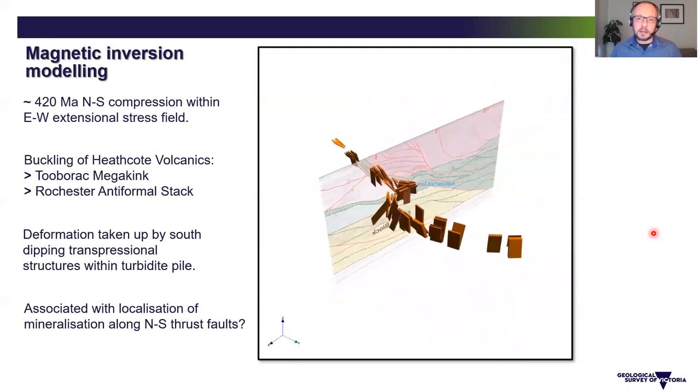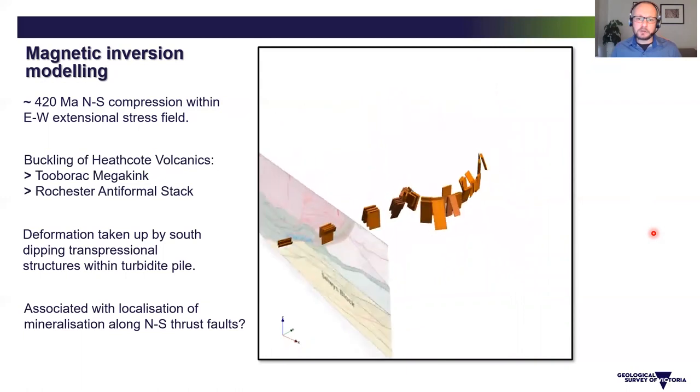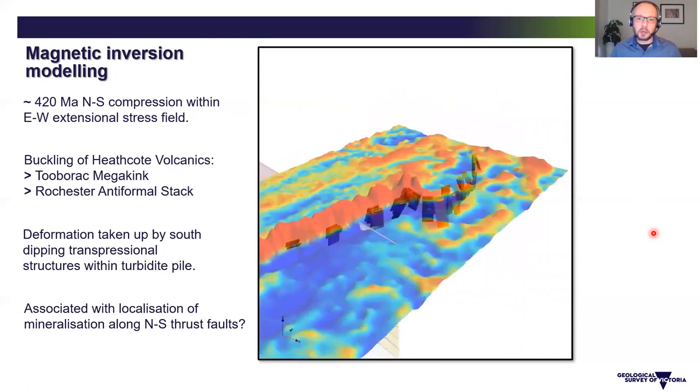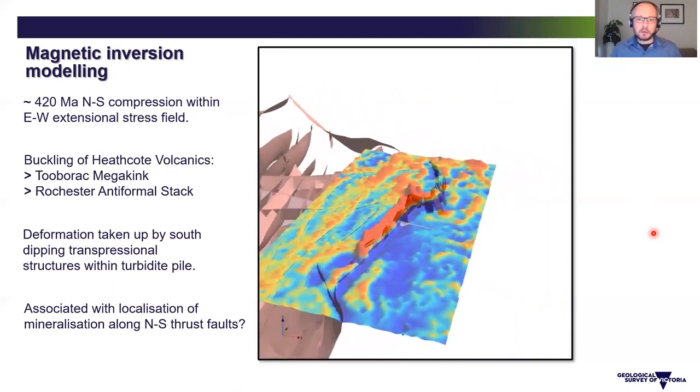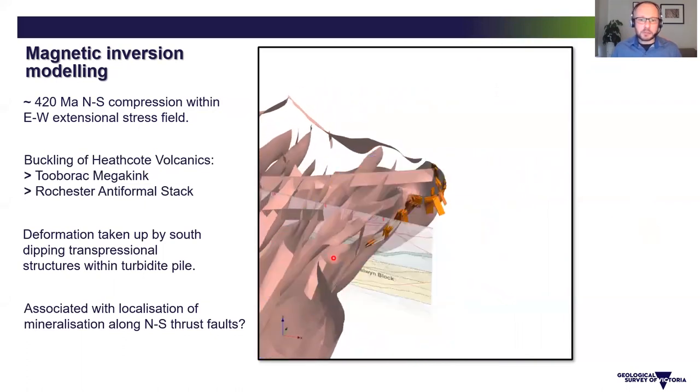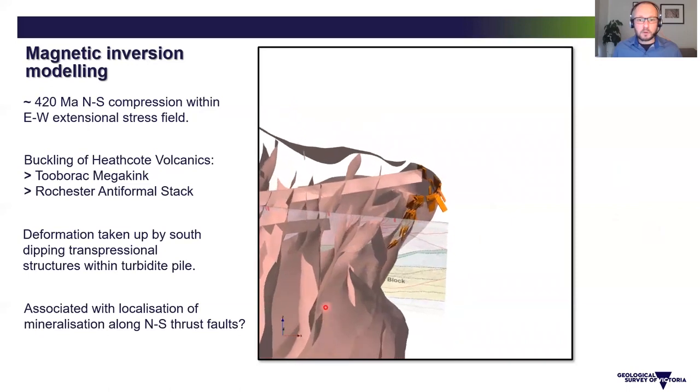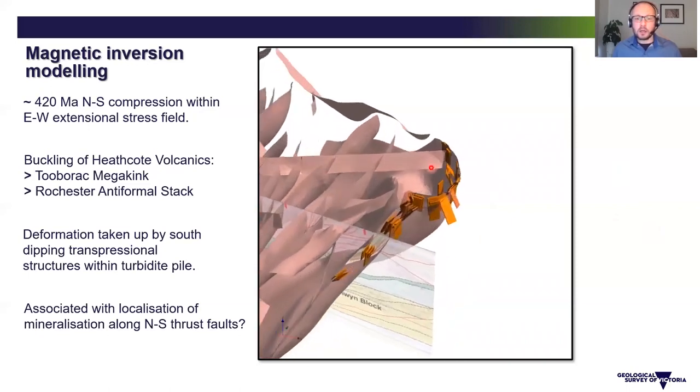So having a look again at the modeling, you can see the overturned beds there where the antiformal stack sits. This is gravity overlaid on the top now. We can see some of these north-south faults showing up in the gravity, and we've modeled that in our 3D Victoria modeling project that you can see here, and again matching up quite well with the latest modeling of the magnetic bodies as well.